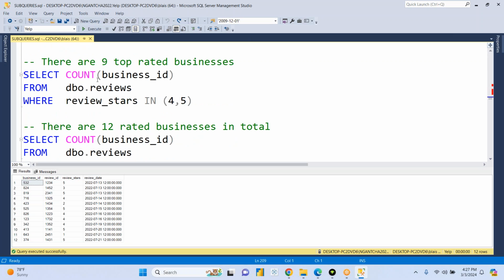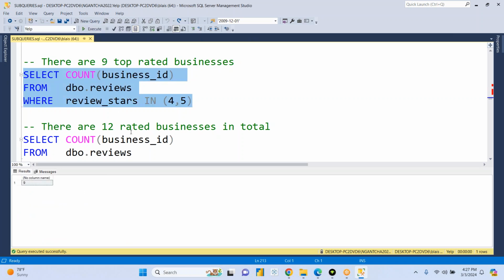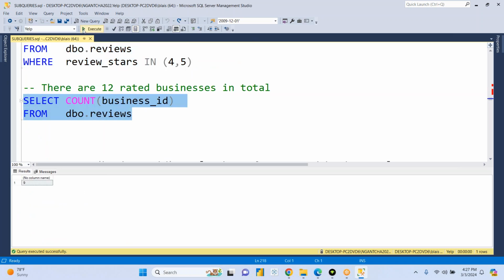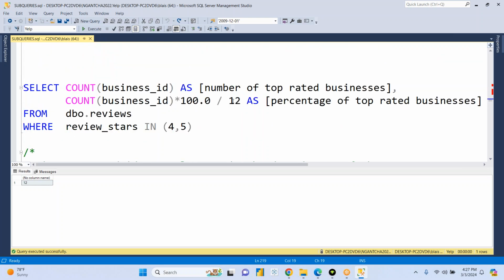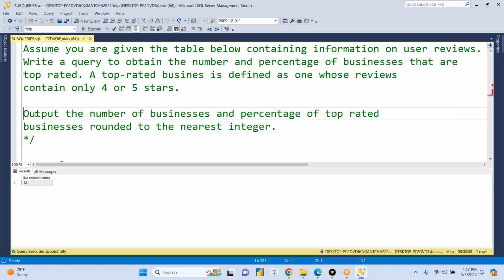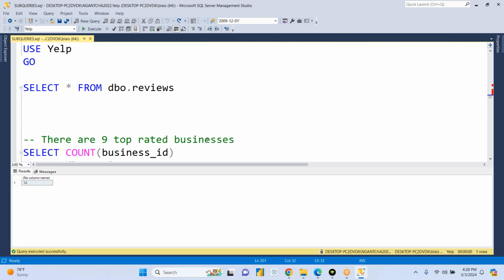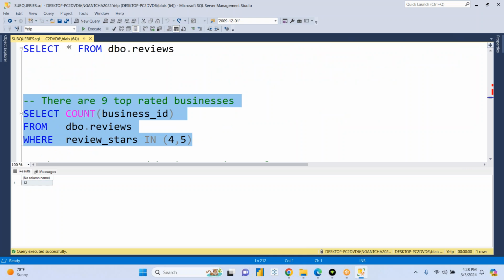All right. So we are basically looking at the percentage of the top rated businesses relative to the overall. So you have to take the 9 companies that are classified top rated businesses, divide by the number of reviewed companies, which is 12, and then multiply by 100 to transform it into a percentage. See what we're doing right here, right? So we show the number of top rated businesses. This is the first part of the equation, the part that says output the number of businesses. So this number right here should be the number of top rated businesses.